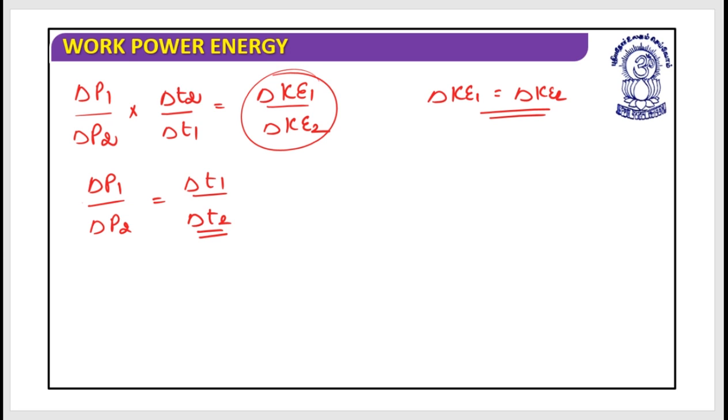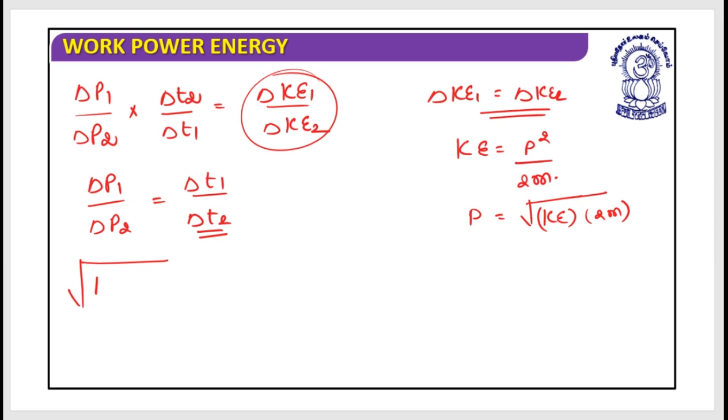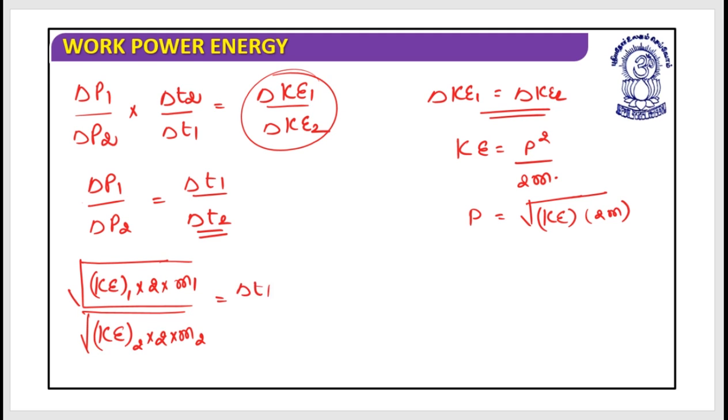Now momentum, what can we say about the momentum? We have this relation, kinetic energy is equal to P square by 2m. So I can easily write P should be equal to root of kinetic energy into 2m. So this is P1, that I can write, root of kinetic energy of 1 multiplied by 2 multiplied by m1, divided by root of kinetic energy of 2 multiplied by 2 multiplied by m2, that should be delta T1 divided by delta T2. What does the data say? Data says these two are equal. This has gone, this has gone.